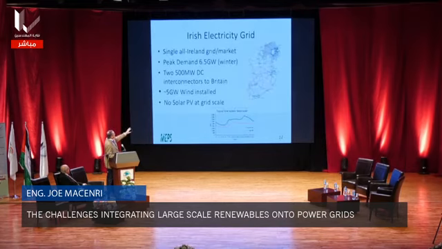So the Irish grid here, you can see a quick map of it. It's a single all-Ireland grid, Northern Ireland and the Republic of Ireland, and there are two approximately 500 megawatt DC interconnectors to Britain and a proposed one now to France being looked at. There's about 5 gigawatt of wind on the system, and there is effectively no solar PV.